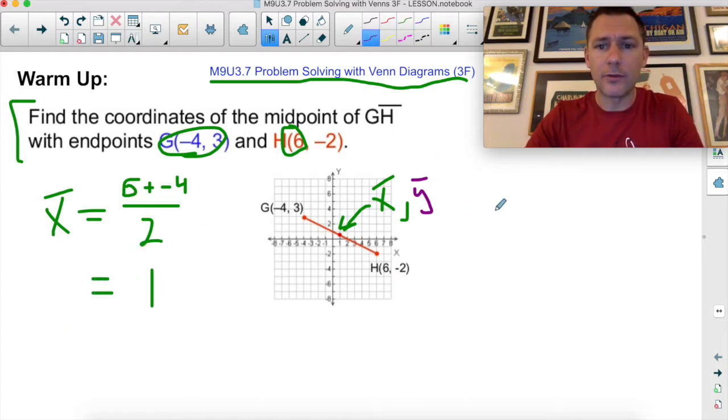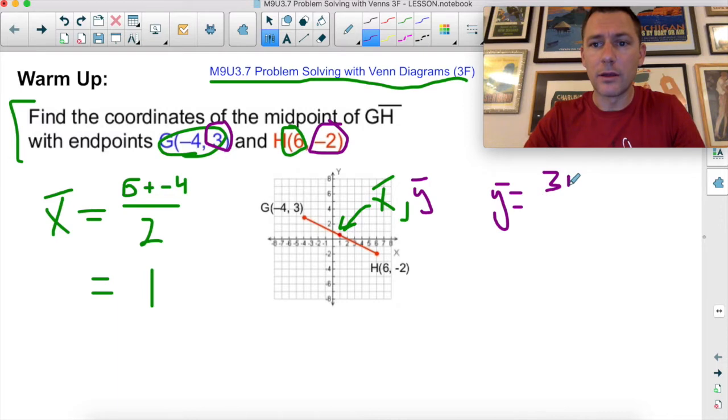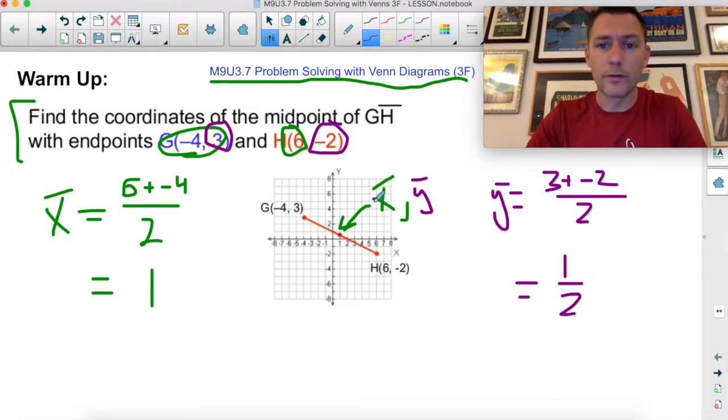And on this side, we do the same thing. The average of the y's is add up the y values: -2 plus 3. Actually, let's do them in order so you can see. I did this one first and then this. So I'm going to do the same thing just for good practice. So it'll be 3 plus -2 over 2, which is 1/2. So this coordinate is 1, 1/2, and that's the midpoint.